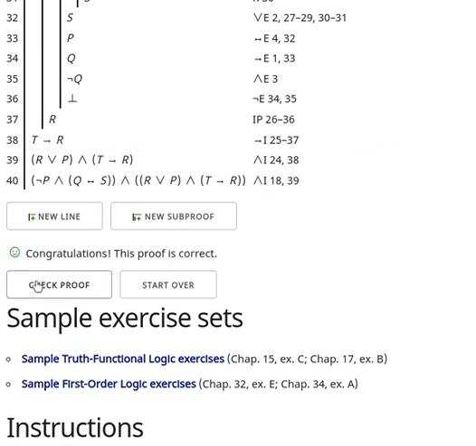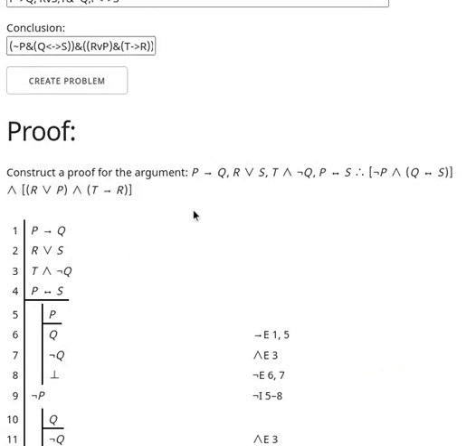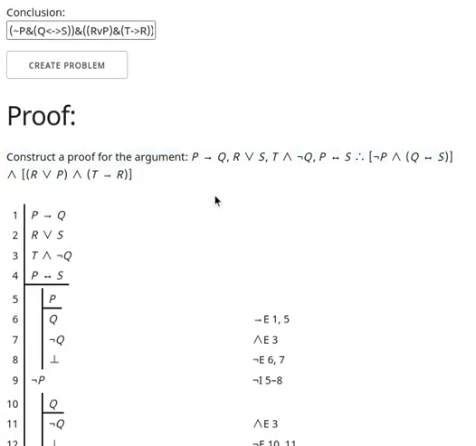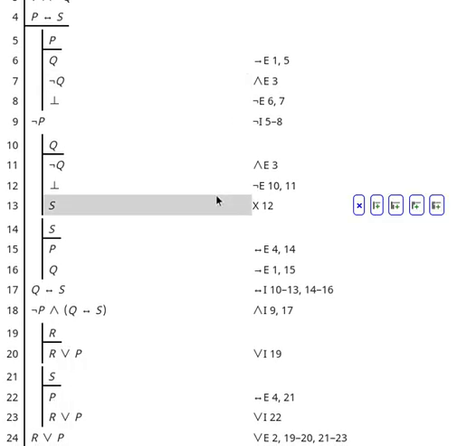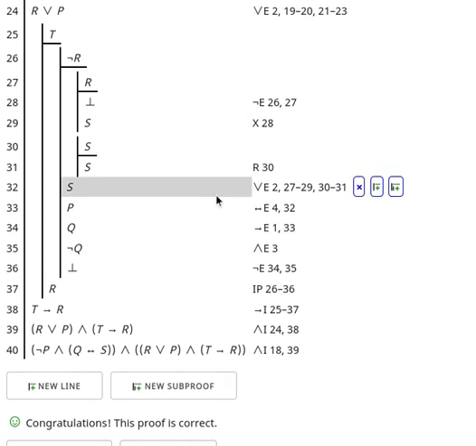And we can check that proof. And now it says, congratulations, the proof is correct. We got what we wanted. That was a very long proof. I think I showcased almost every rule, if not every rule.